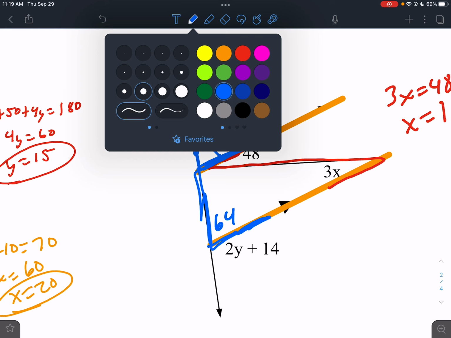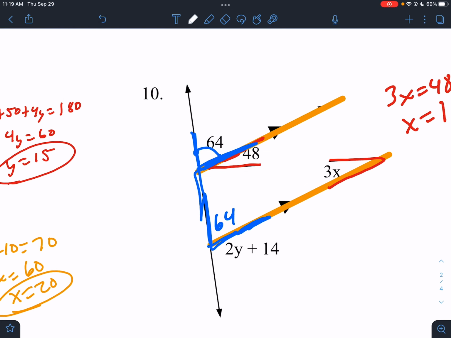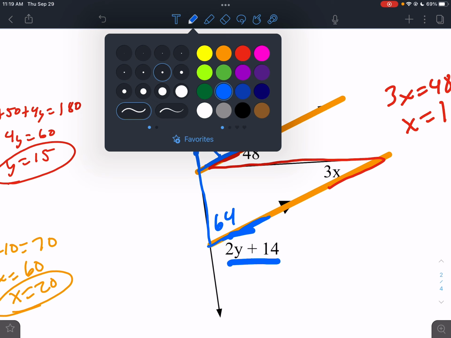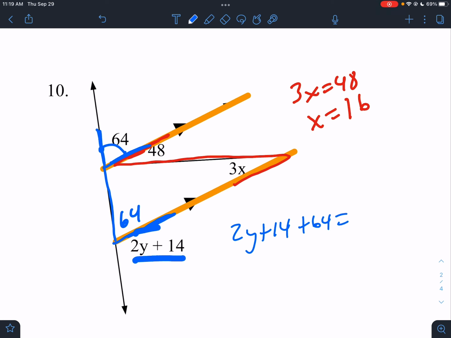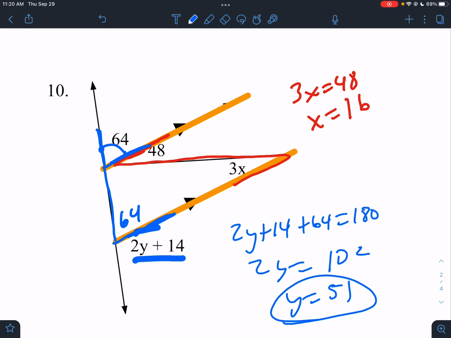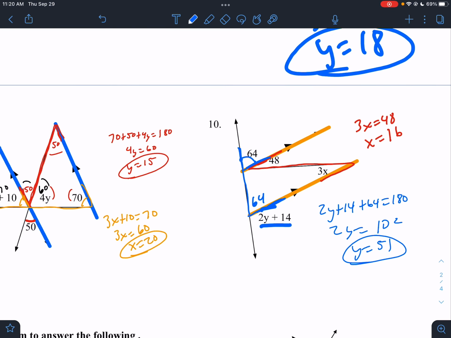If all of the rest of this was gone, would you see it better? They're corresponding. All right. So what does that mean? That means these have to add up to 180. So we can write that equation. We know that 2y plus 14 plus 64 has to be 180. So 2y, that would be 78, that'd be 102. So we know that y equals 51. Oh, gorgeous. Okay.